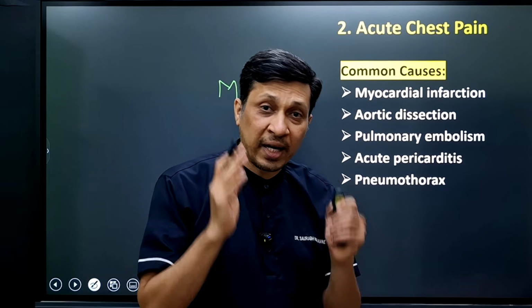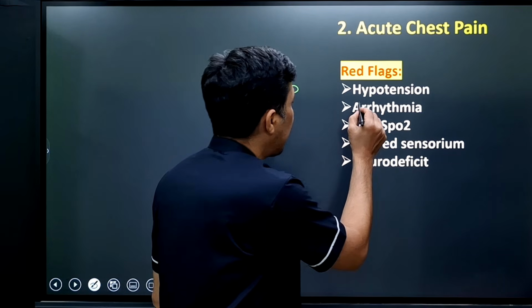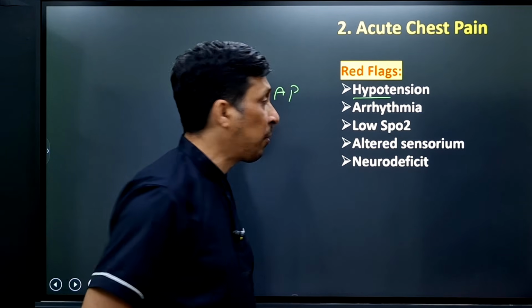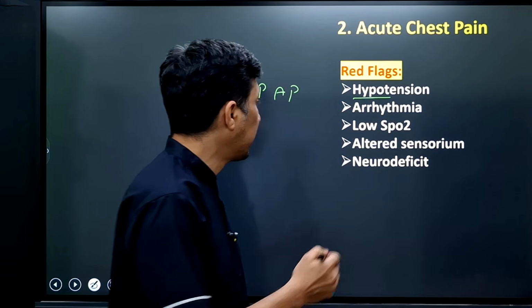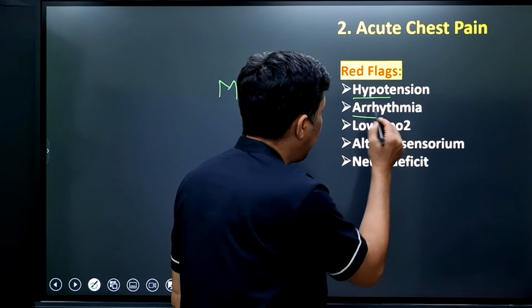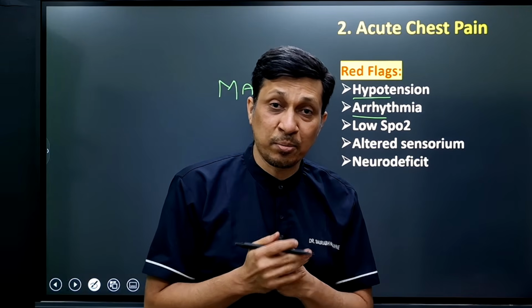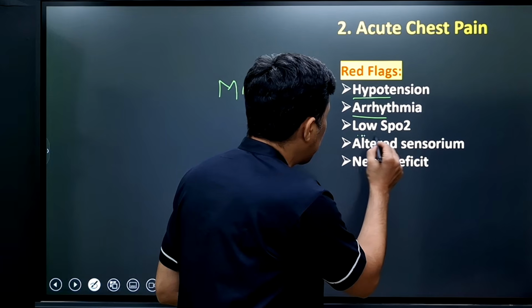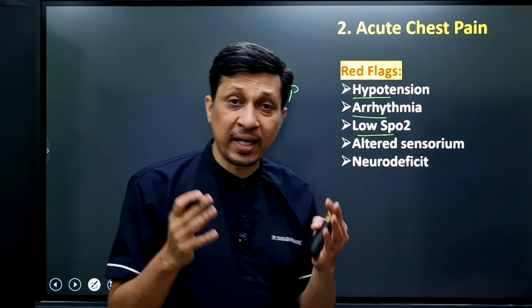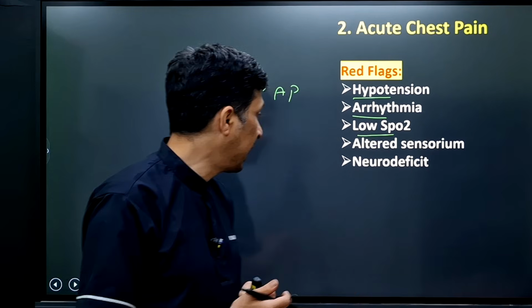Now, what are the red flags in case of acute chest pain? The first is hypotension. Hypotension indicates that the patient may be in cardiogenic shock. Then arrhythmias. Arrhythmias are very common in myocardial infarction, and the patient can go into cardiac arrest. Third is low SpO2. Low SpO2 indicates that the patient may be in cardiac failure and developing pulmonary edema.